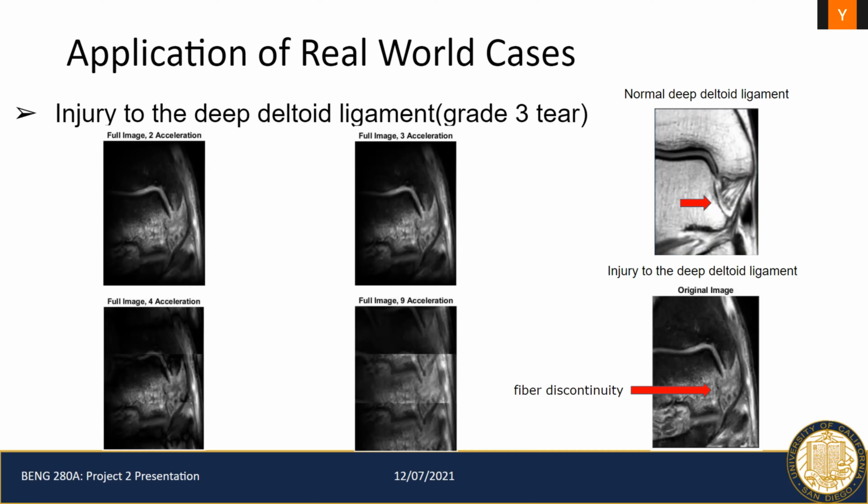However, for the image with 9 acceleration, even though there is severe aliasing in the reconstructed image, maybe the doctor can still make a right diagnosis because we can still see that discontinuity in the image. But in this case, the quality of this image is pretty bad, so we're better off not using this image. So next, please.